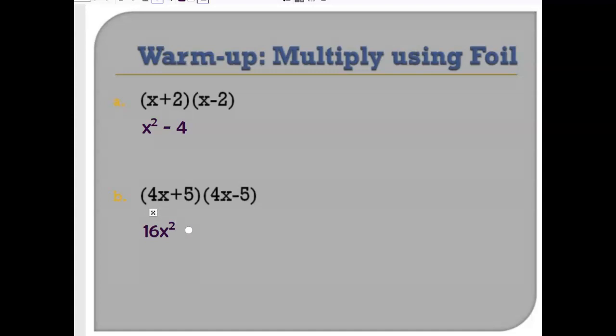outside gives you negative 20x. Inside gives you positive 20x. And then positive 5 times negative 5 is negative 25. Once again, combining like terms, we notice that negative 20x and positive 20x are additive inverses, so they cancel each other out. And we're left with 16x squared minus 25.